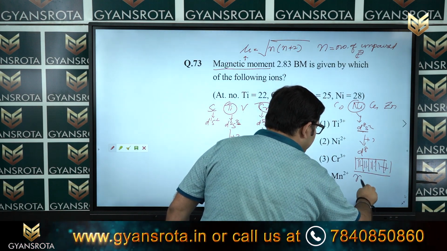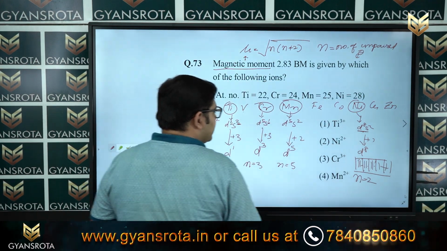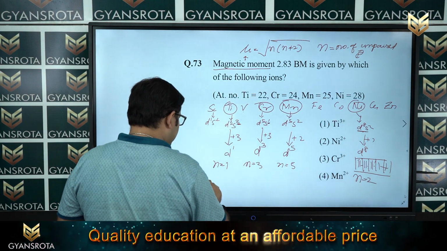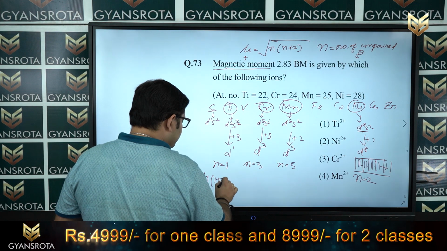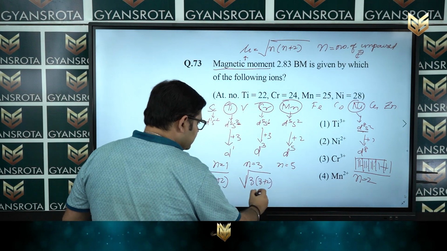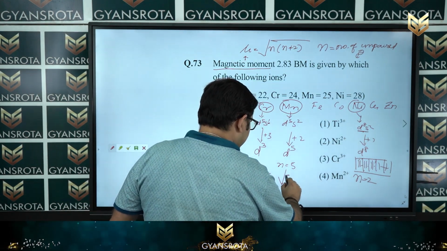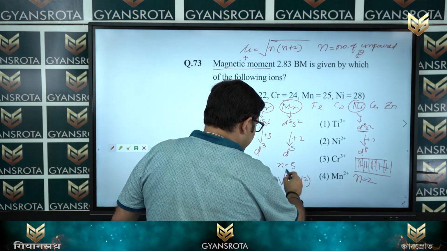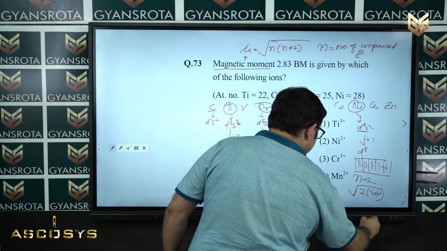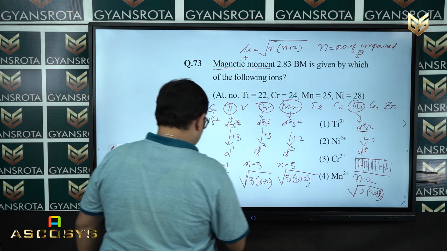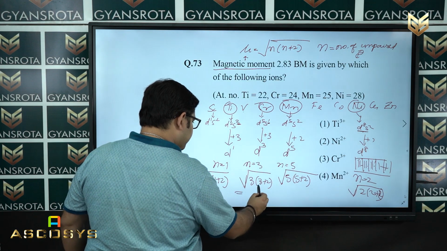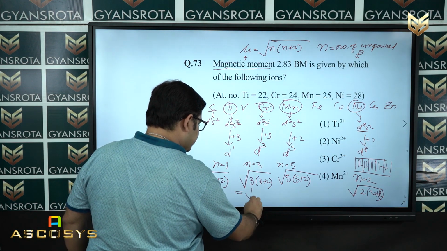So, only 2 unpaired electrons will be there. Now, if you calculate for all of these, for this one I am putting n value as 1, so 1 plus 2, here it will be 3, 3 plus 2, here n is equal to 5, so 5 plus 2. And here, 2 plus 1, sorry, 2 plus 2. So it will be 2 plus 1, 3, 3 into 1, that is root 3. For this it will be 3, 4, 5, 5 into 3, that is 15.